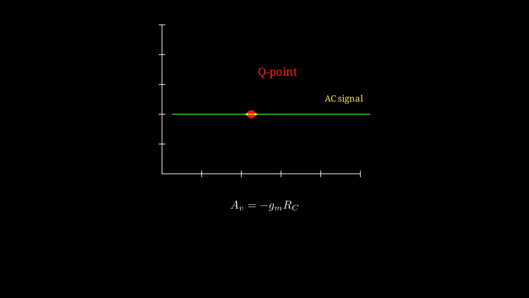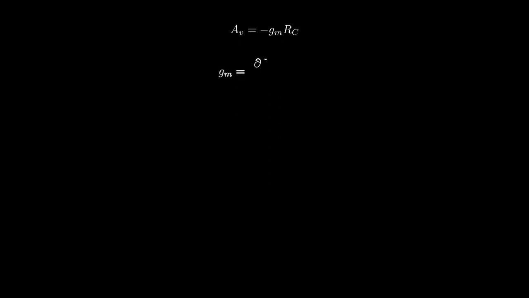The voltage gain equals negative Gm times Rc, where Gm is the transconductance and Rc is the collector resistor. The transconductance is the derivative of collector current with respect to base emitter voltage. For a BJT in active mode, Gm equals the derivative of collector current with respect to base emitter voltage, which simplifies to IC over VT. This comes directly from the exponential model.